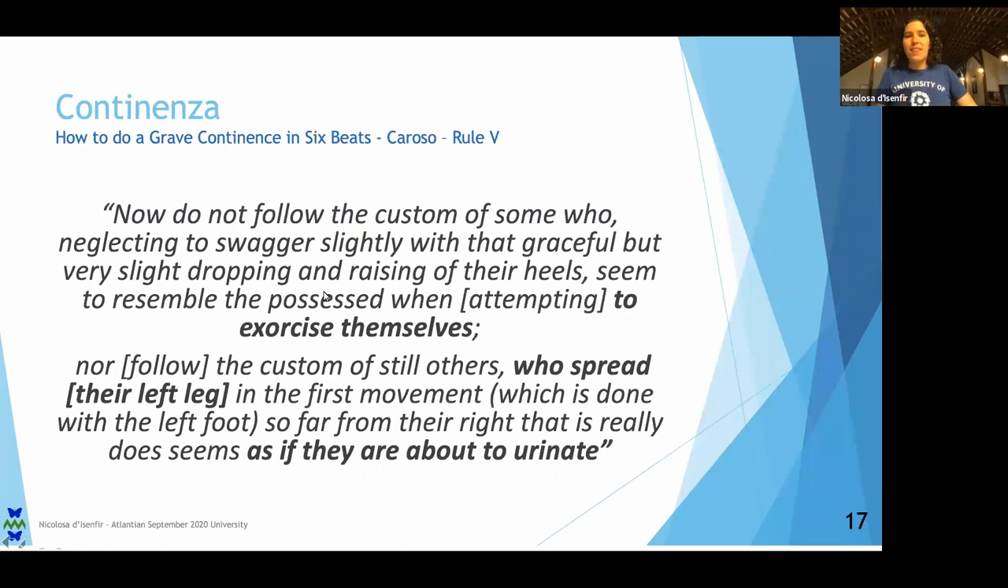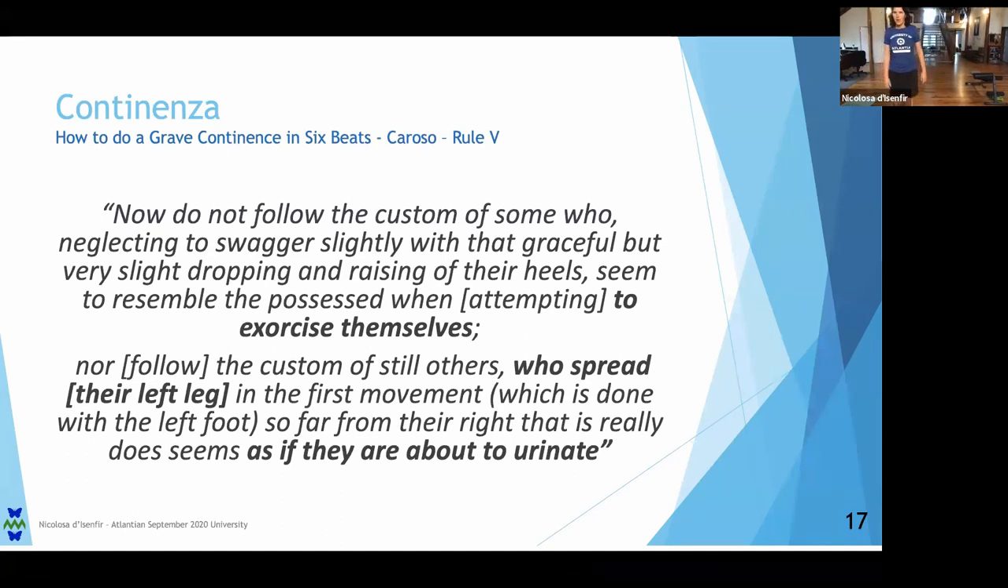The continenza. Properly done, this is our nice step where we slide and go up and down. Our dancers know this is a very graceful move. My dancers in particular know I love doing this to get our calves of steel. Well, you can do this so improperly that it looks like you're having an exercise fit, like we're getting the demons out because you are just going all over. Quite improper. The second way, and these are actually in the same paragraph together, so we don't even need a quote break, is when you're doing it, you can step far enough out, and in his words, seem as if you are about to urinate.